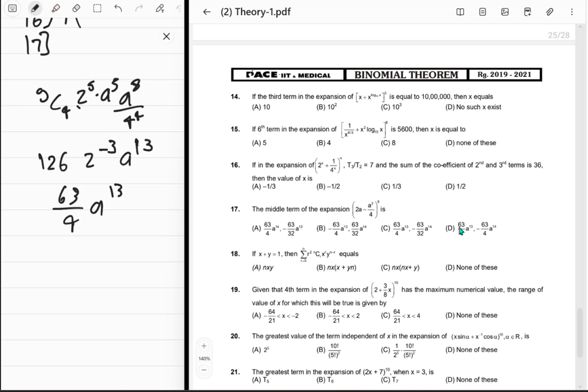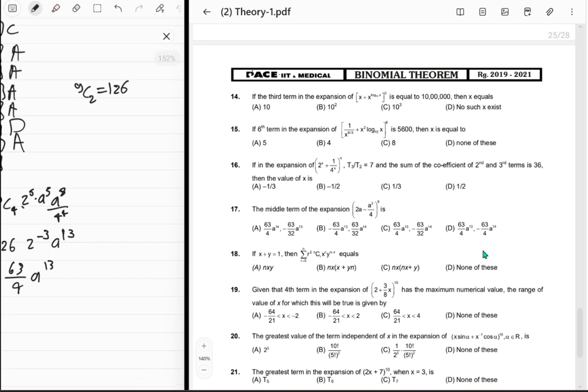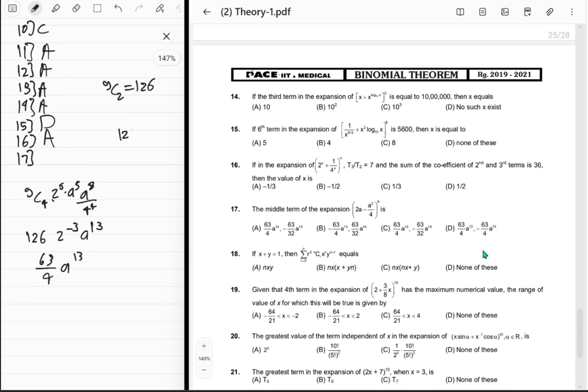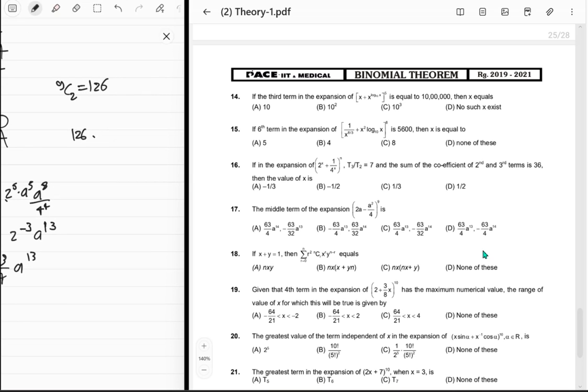So in C and D, you have this. Just need to figure out what this is, like 32 or 4. Okay, cool. So then you just have 126 and then, in the next one, just have 2 power 4. Okay, and then upon 4 power 5. And a power 4 and a power 10, which is 14.